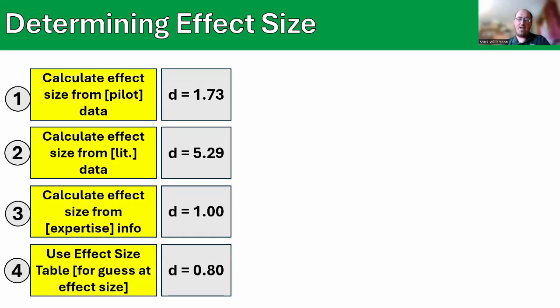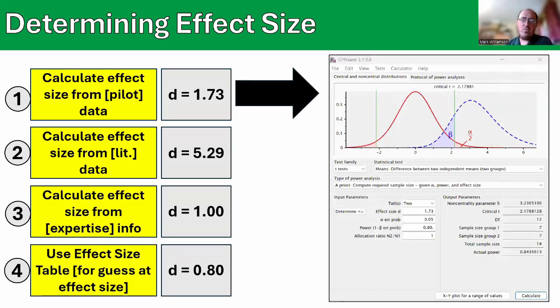So if I have my G*Power here, again, we're just setting alpha and power to their defaults, also that allocation ratio. So I'm going to have the same number of samples in my treatment group and my control group. So that's going to be 1. And if I plug in my effect size d, 1.73, it's going to give me a total sample size of 14 or 7 per group. So very big effect size, did not take a lot of samples at all to detect a real difference.